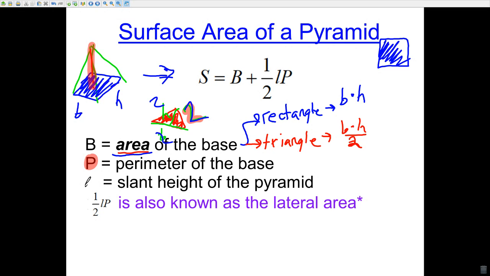Okay, so I'll give you another example. This was 3, this was 3, this was 3, this was 3. I do 3 plus 3 plus 3 plus 3, which is 12. That's the perimeter that we're talking about.